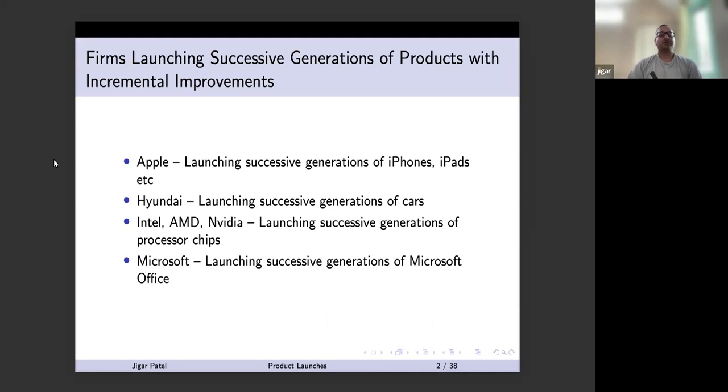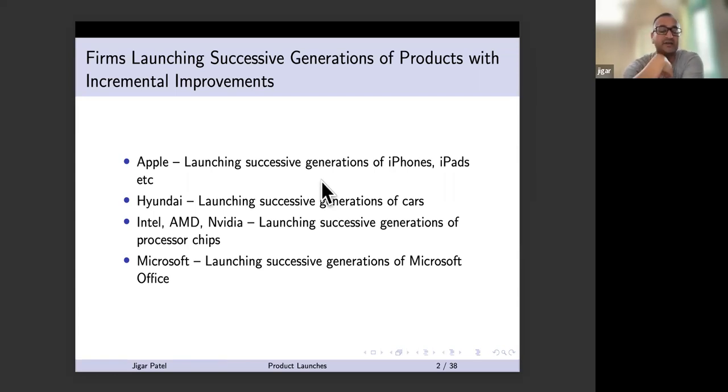So let's talk about firms that launch products over time, products which are successive versions of the previous one. Firms launch successive generations of the product with incremental improvements. Let's look at Apple. They launched a whole bunch of iPhones over time, iPads over time, and so on. Each phone is an improvement over the previous generation, incorporating incremental innovation in successive generations of the product.